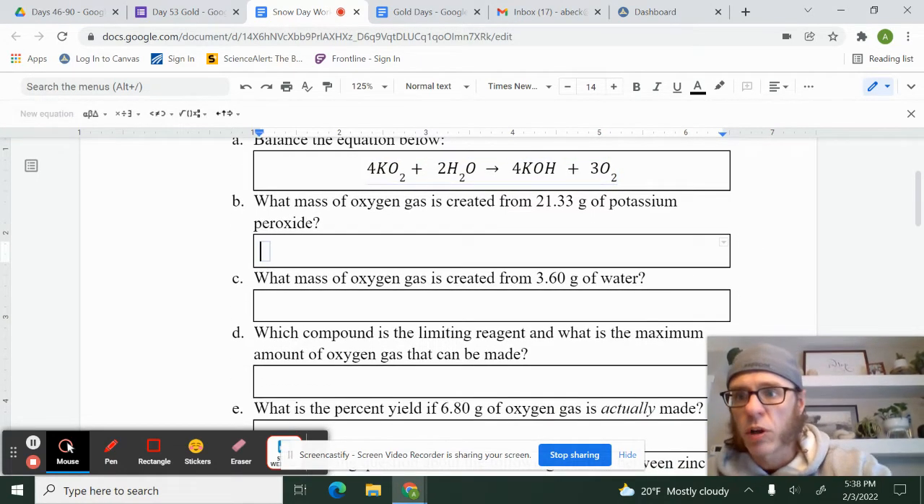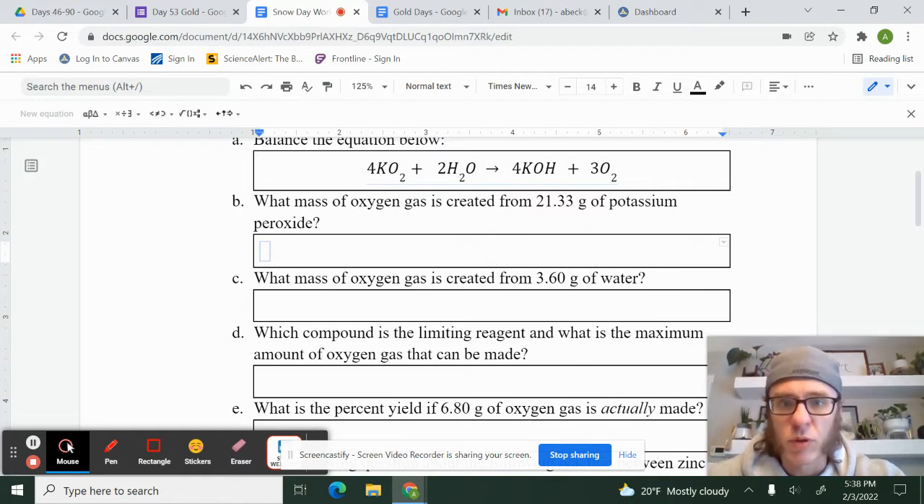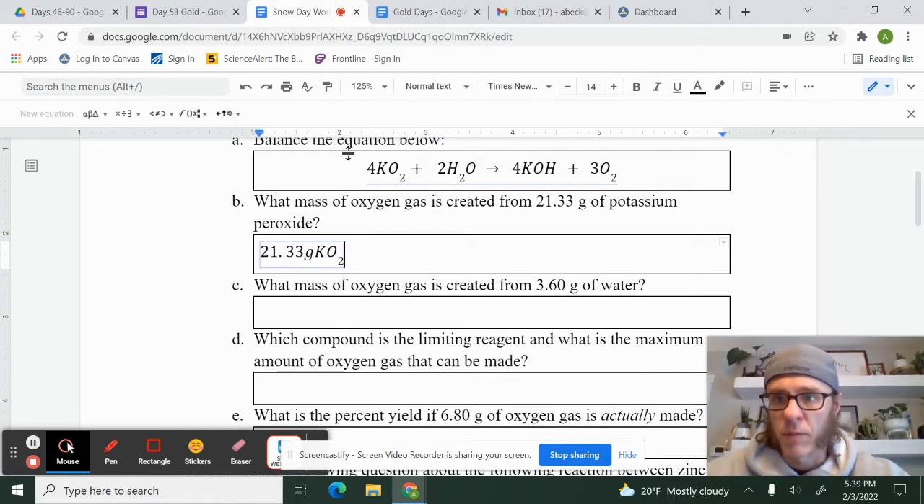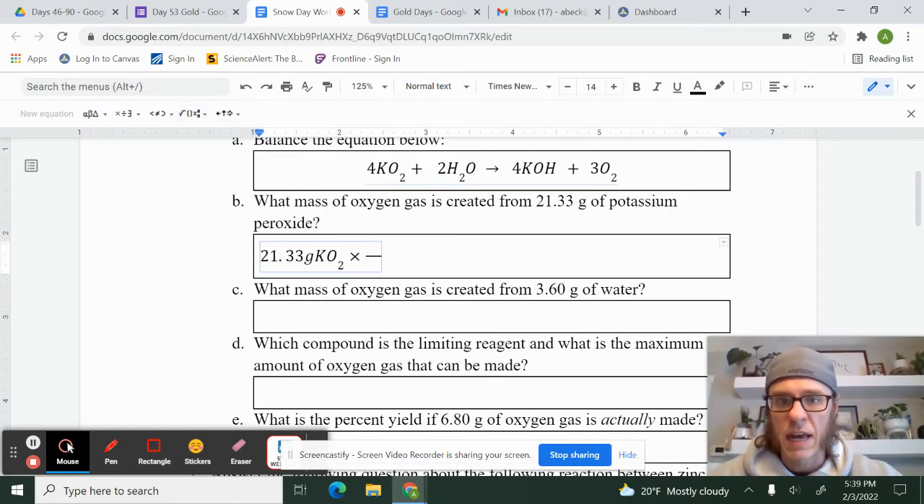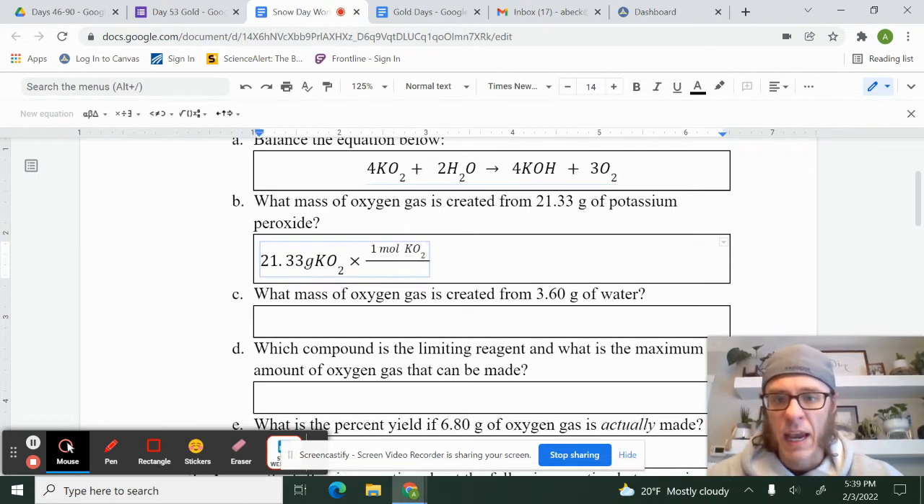So here, what we're going to do in this situation, I'm just going to run through the equation. What mass of oxygen gas is created from 21.33 grams of potassium peroxide? Oxygen is our product. That's what we're looking for. So I have 21.33 grams of KO2. That's what we're dealing with here. Because I have that, there's our multiplication sign. Here's our fraction sign. I know we have 1 mole KO2 here, and our molar mass for this is going to be 71.1 grams KO2.